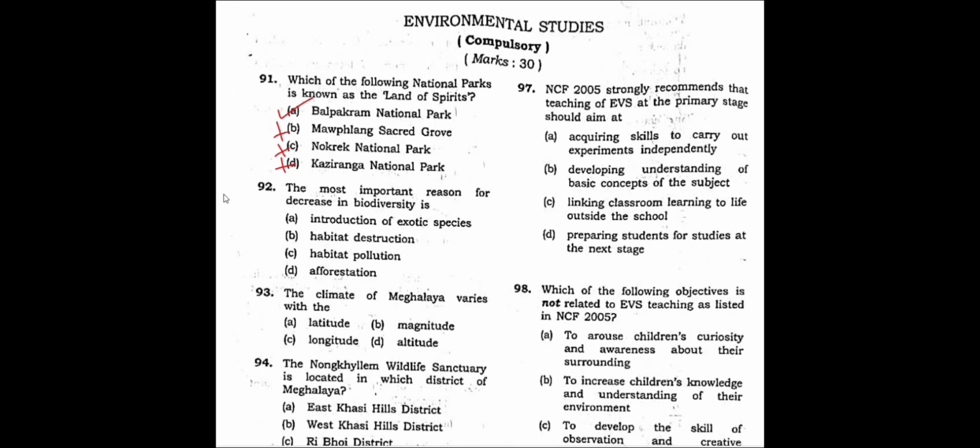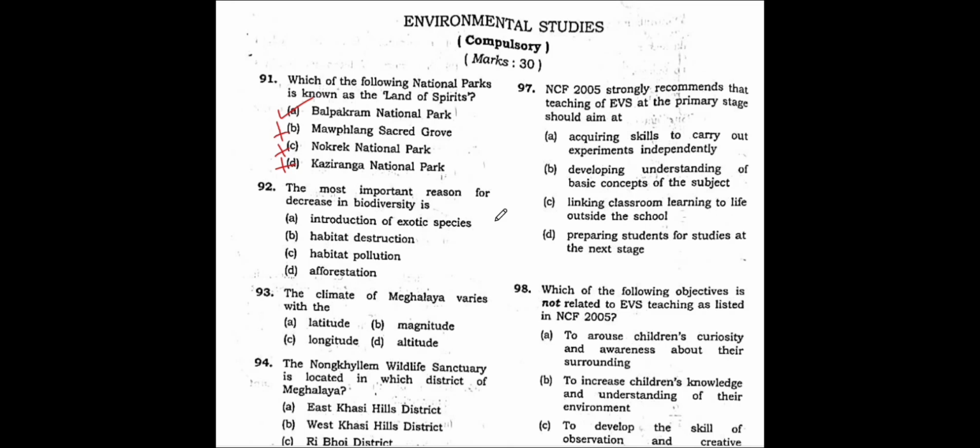So what we have next: the most important reason for decrease in biodiversity. What is biodiversity? Biodiversity: bio means life and diversity means the varieties. So we know that this world is made up of different types of biodiversity. We have birds, we have animals, we have fish, we have humans, we have plants.